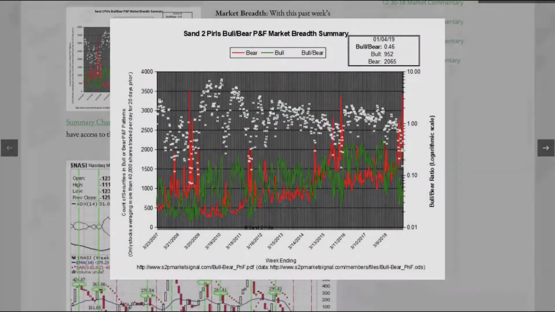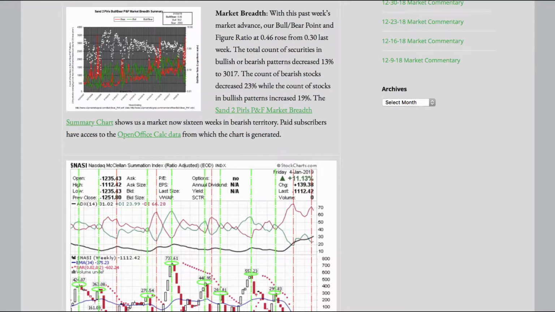2019. Market breadth. With this past week's market advance, our bull, bear, point, and figure ratio at 0.46 rose from 0.30 last week. The total count of securities in bullish or bearish patterns decreased 13% to 3,017. The count of bearish stocks decreased 23%, while the count of stocks in bullish patterns increased 19%. The Pirls PNF market breadth summary chart shows us a market now 16 weeks in bearish territory.